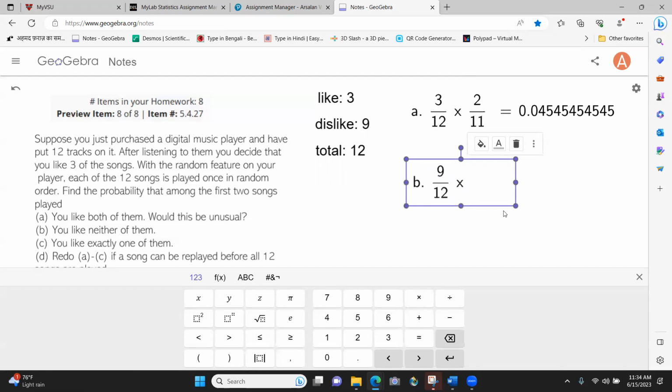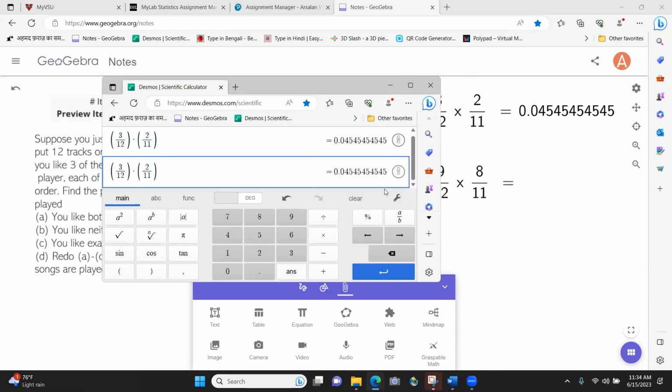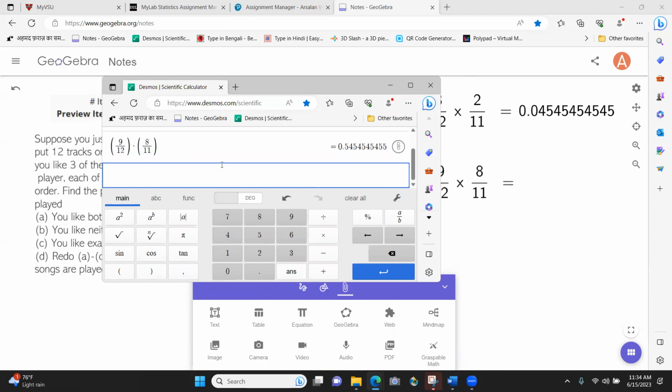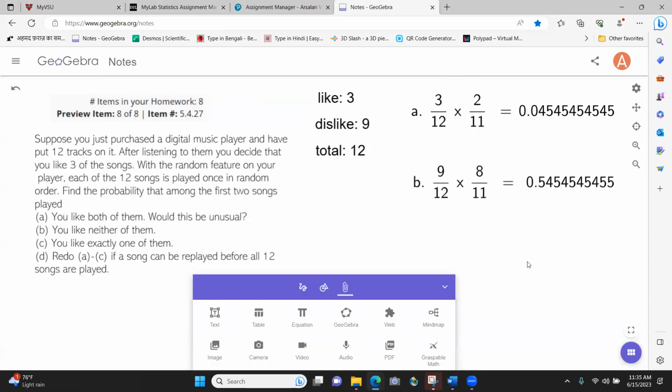Now, one of the songs that you do not like is gone. There are eight bad songs left. I'm just going to say it for the sake of simplicity, bad and good. Eight bad songs out of 11 remaining songs. And that's your answer. We're going to find out what that is on our calculator. I'm getting 0.545. Done.